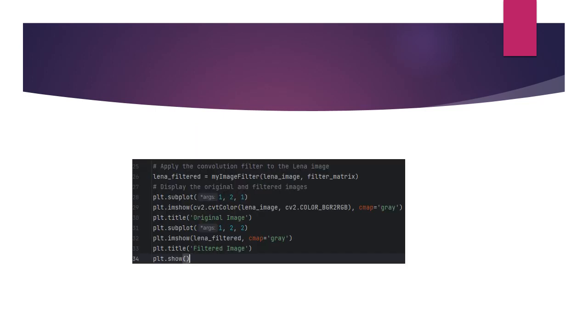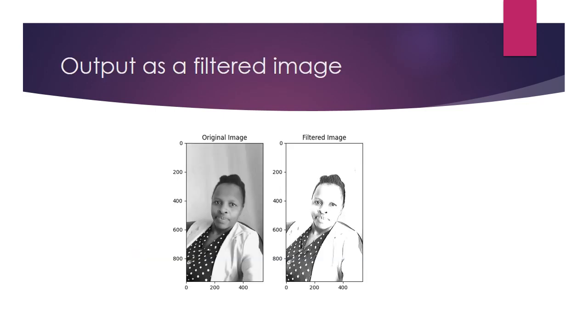This is the kernel, a 3x3 convolution filter, which is a 3x3 matrix. So after applying the filter onto a grayscale image, I plotted, and that's how my image came up. This is a convolved image, or a filtered image.